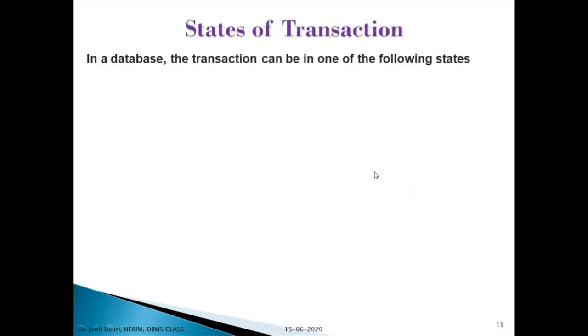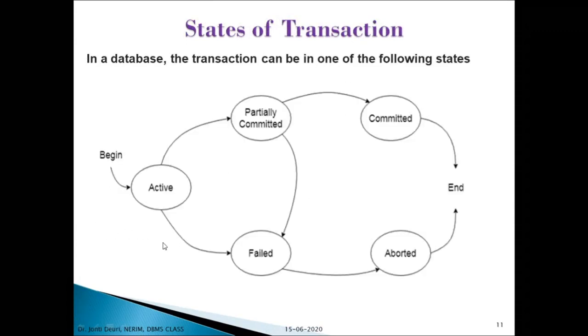Okay, next, states of transaction. In a transaction we have some states, right? Mainly 5 states. When you begin your transaction, after that it will be in the active state. After the active state, if it has executed partially, it is partially committed. After you do the commit operation, it will be committed, then end. And when it fails, say your operation is not completely done, then from active it will go to the failed state.